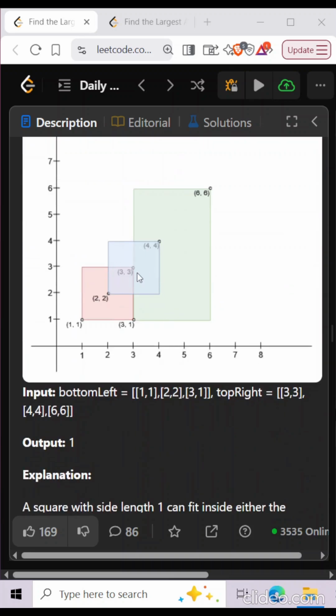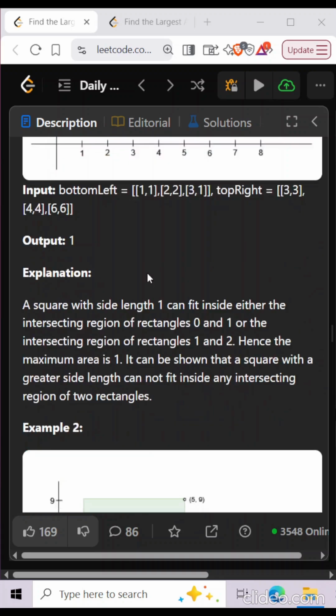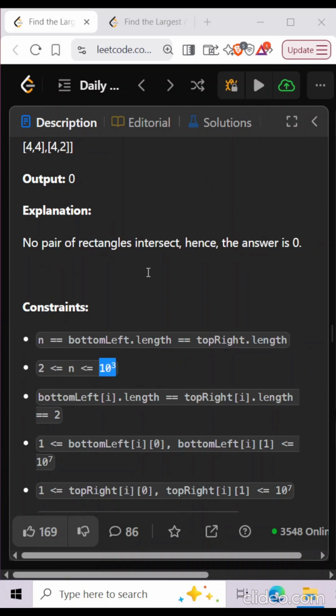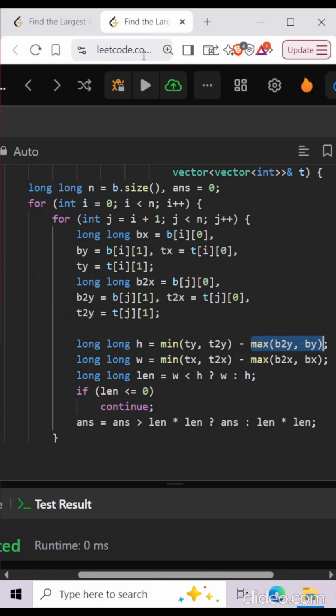So in this problem, let's say blue and green area are overlapping, and this is the common area. And to find the maximum area of the square that can be fit inside, that will be the minimum of the length and the breadth, and its square. Simply. Now, if you see the constraints, the size is 10 to power 3. So I can solve this in n square time complexity.